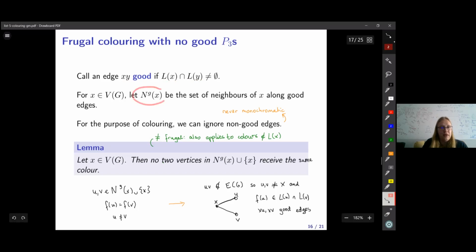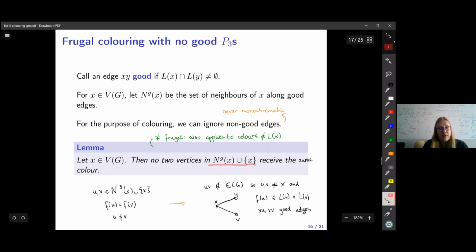And for a vertex, I'm going to use this to denote its neighbors along good edges, because those are the only ones we care about in terms of coloring. And now, because of all our work of making things frugal and getting rid of good P3s, if we look at any vertex, then among its good neighbors and the vertex itself, we don't have the same color twice. So that's nice. This immediately bounds degree, for example, in the graph of good edges.